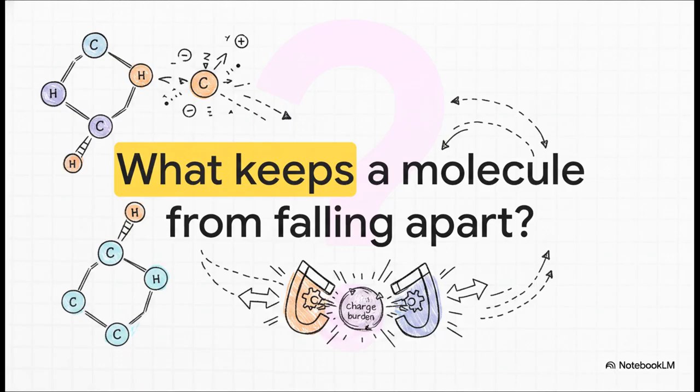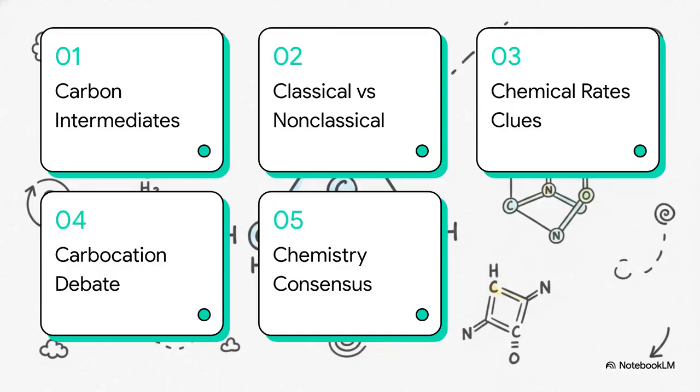Well, it turns out molecular stability is this hidden, high-stakes battle of invisible forces. It's an arena where molecules deploy incredibly clever tricks to share the massive burden of electrical charge. To solve this mystery, here is our roadmap for today. Number 1, we'll meet the carbon intermediates. 2, we'll compare classical versus non-classical ions. 3, we'll look at some clues in the chemical rates. 4, we'll unpack the great carbocation debate. And finally, number 5, we'll reveal the modern chemistry consensus.